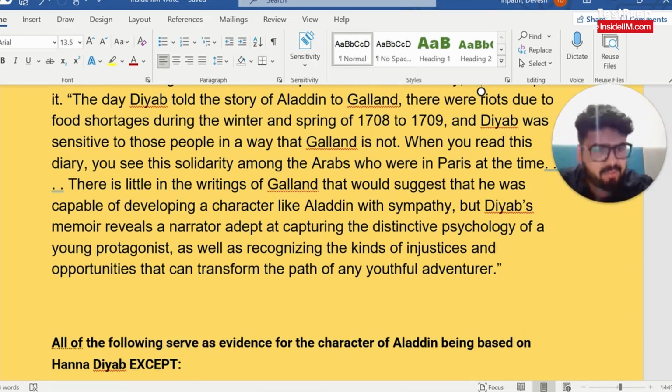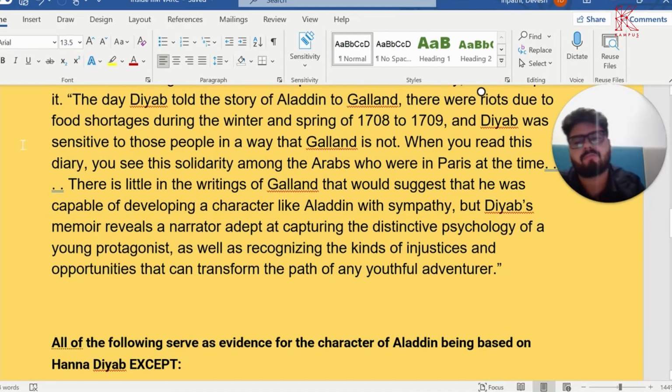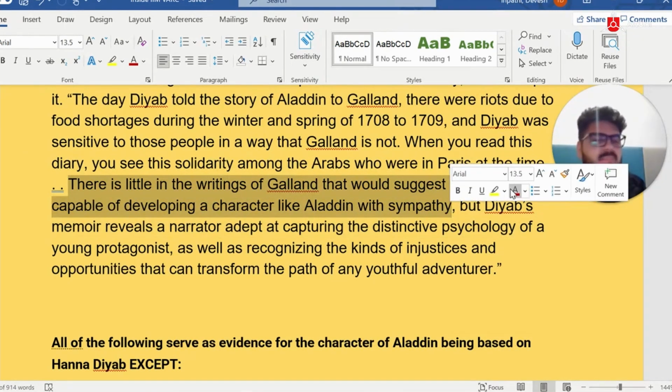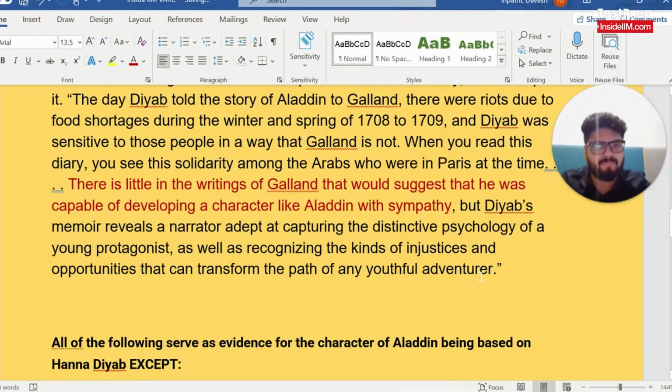Now it says, further to exemplify, there's little in the writing of Galland that would suggest that he was capable of developing a character like Aladdin with sympathy. Fabulous, fabulous, beautiful. This is something which carries the essence of the entire passage. Knock it off completely down the line. Finished. The passage is finished over here, clearly.